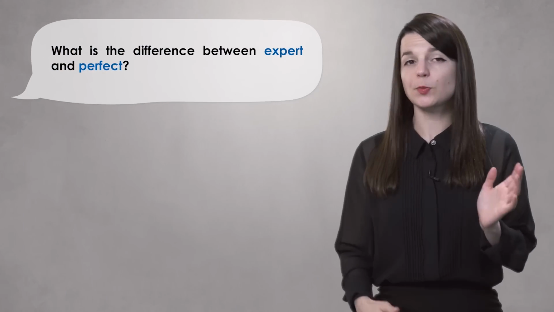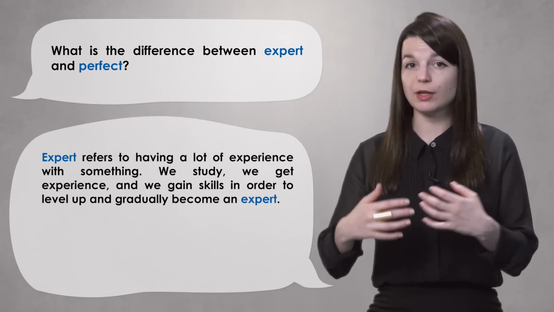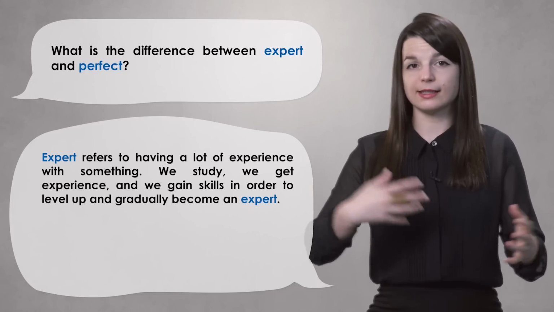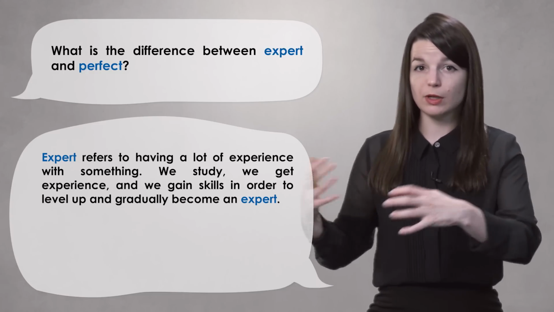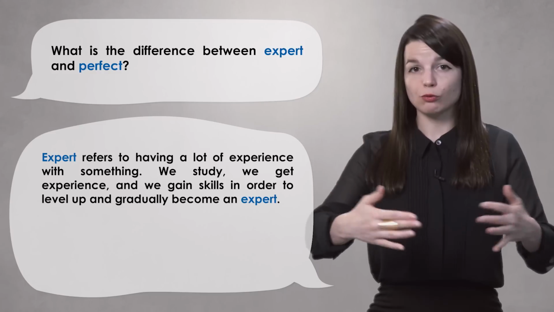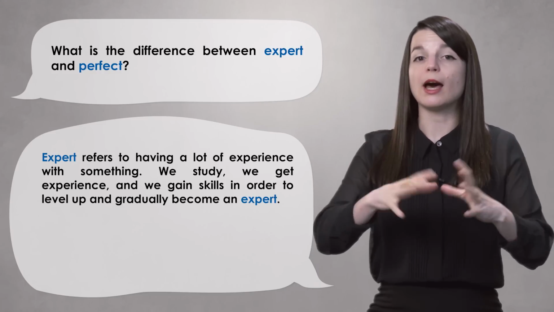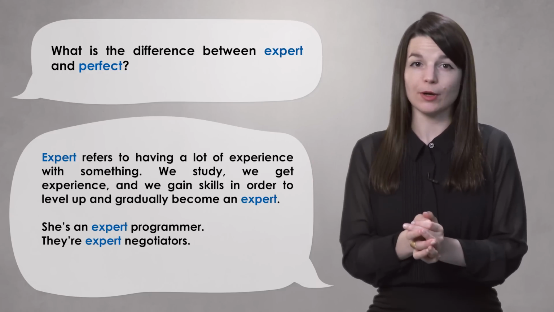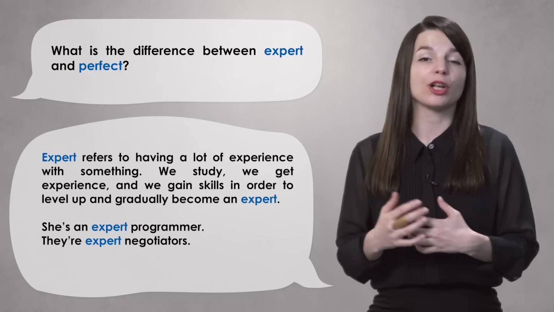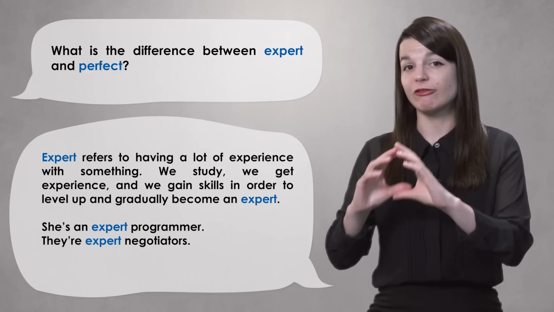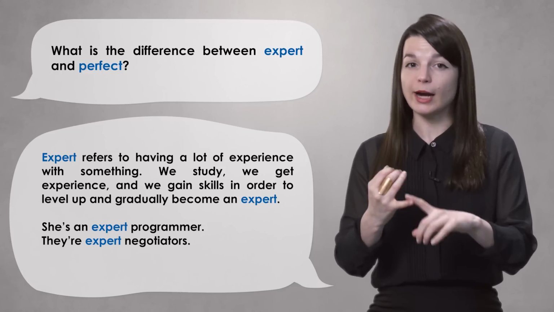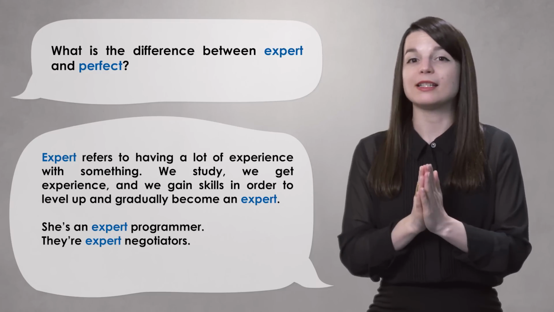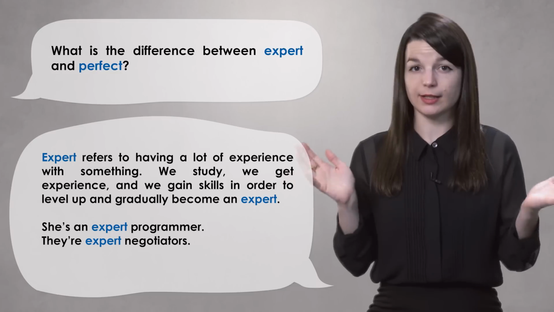Okay, expert means having a lot of experience with something. To become an expert, you gain skills. So you get lots of experience, you study things, and you gradually level up to become an expert. For example, she's an expert programmer, or they're expert negotiators. So that means that they are very good at something because they've practiced a lot, they've gained experience, and they've worked their way up through many skill levels to become experts at something.